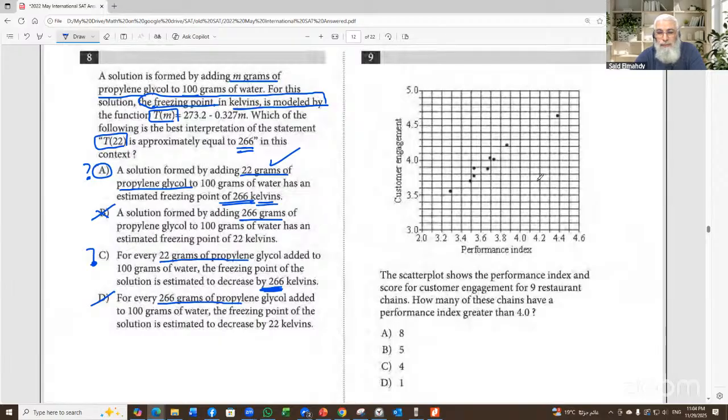Number 9, the scatter plot shows the performance index and score for customer engagement for 9 restaurant chains. How many of these chains have a performance index greater than 4? So this is the performance index. This is 4, greater than 4, like 4.2. This is the only one greater than 4. So it is only 1.